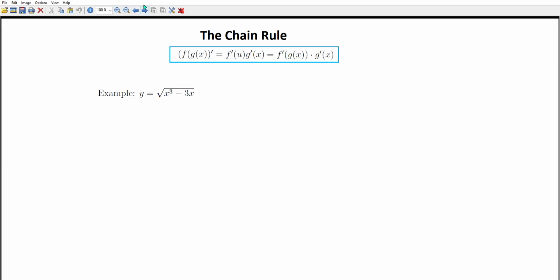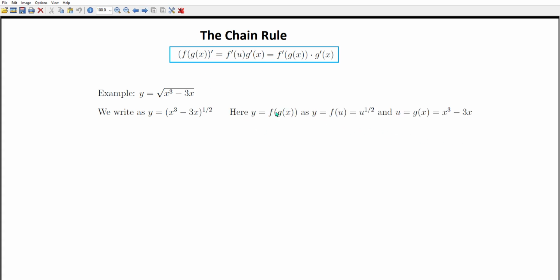So let's do another example. Y equals the square root of x cubed minus 3x, and now in these sorts of situations, you all want to write the square root of x as a power. Okay, so this is going to be x cubed minus 3x to the 1/2. And now look, inside function, outside function.